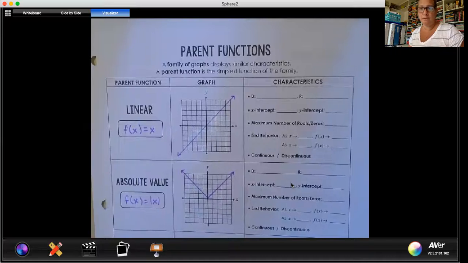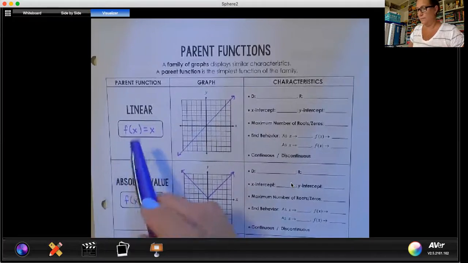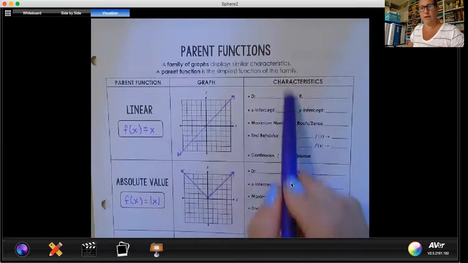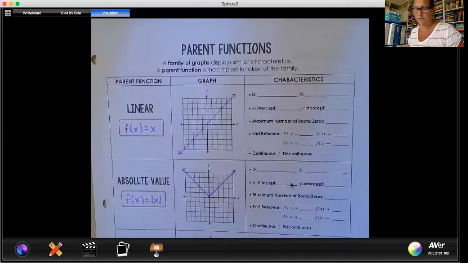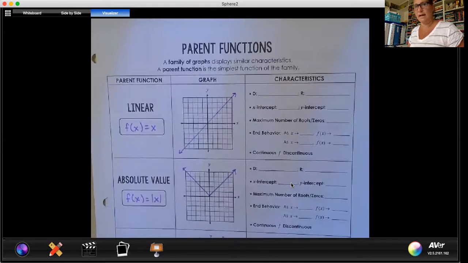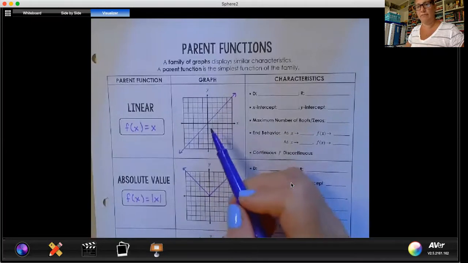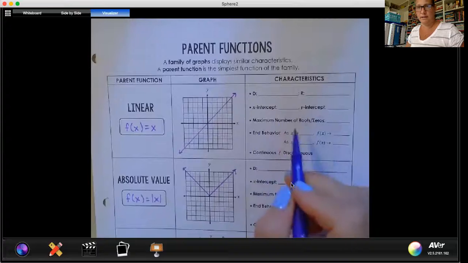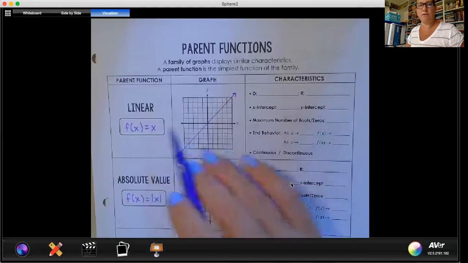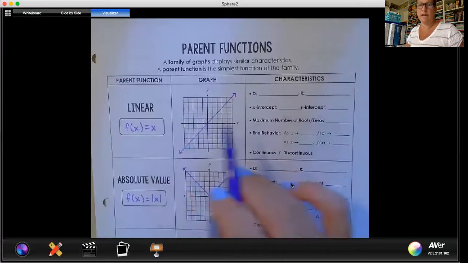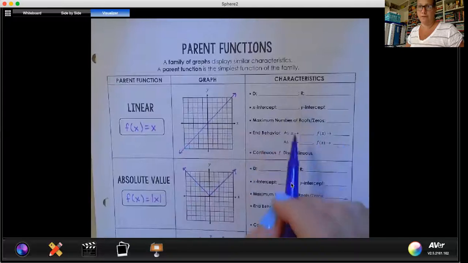I will tell you, you are expected to know the equation, the graph, and all the characteristics for each of these parent functions. When we have a test, I will select some of these to be on your test, and you will be expected to know them. Now, the easiest thing to do is understand how to read your graph and not memorize the characteristics. Because if you can remember the function, equation, and the graph, and you can read the graph, then you can find the characteristics.